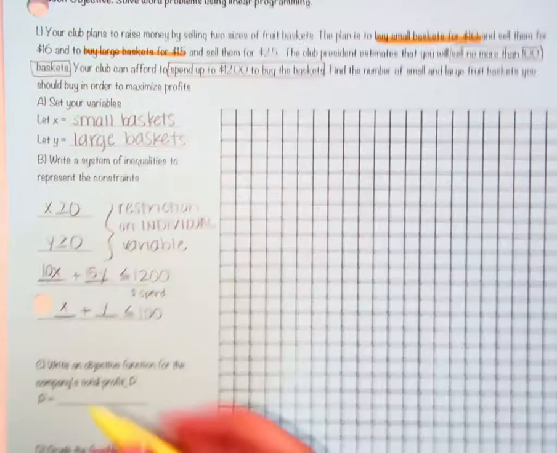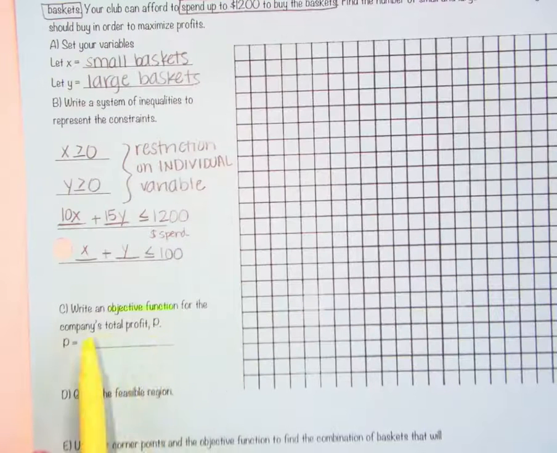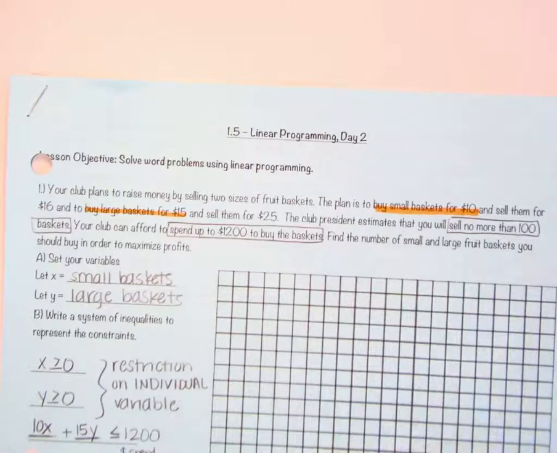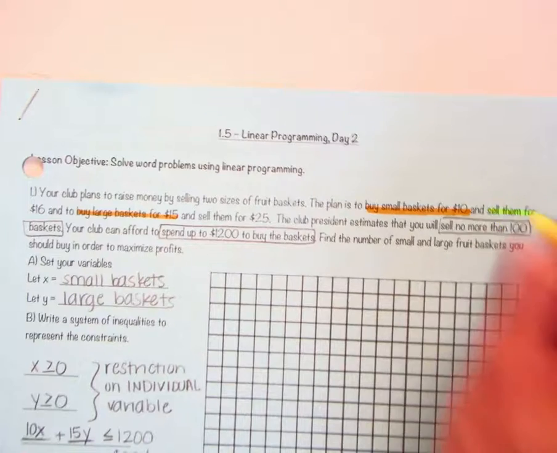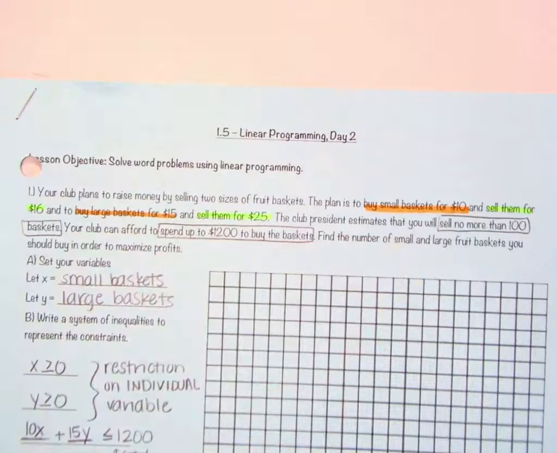The objective function, remember from last class, that's the equation that you use to describe the maximum or minimum situation. So if we're trying to write an objective function for the company's profit, we want our equation to represent that profit. So we look back up, what information haven't we used yet? Well, I see that we haven't used the $16, and we haven't talked about the $25 yet either. So that's going to help us figure out how much we're going to make.